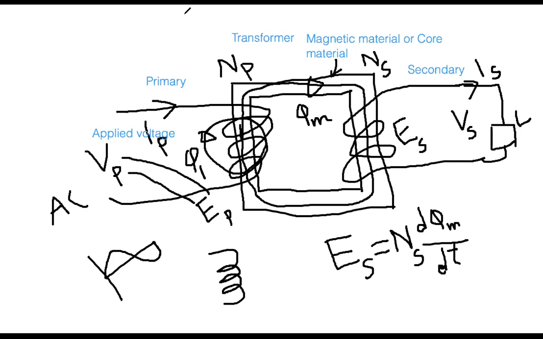Similarly, on the primary side, you can relate with a similar equation: EP equals NP d phi m by dt. In that way, you can relate. Everybody, could you follow me so far? Yes. And so this is first the voltage transfer, voltage is built up. This means you are applying some voltage here and then you will be getting some voltage here.